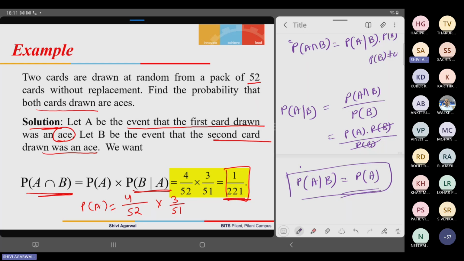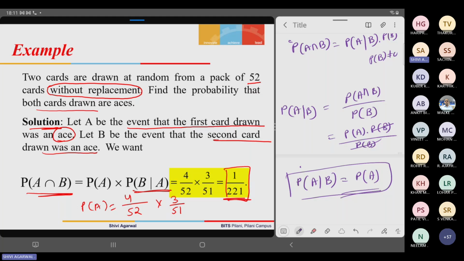Okay, now this is the concept when we are talking about without replacement. If we are doing with replacement, then that Ace comes back again, we can repeat it, and that will become 4 by 52 multiplied by 4 by 52. That is the probability of A multiplied by probability of B. Okay, and in that case we do not have the value of 1 upon 221. It is a different value.